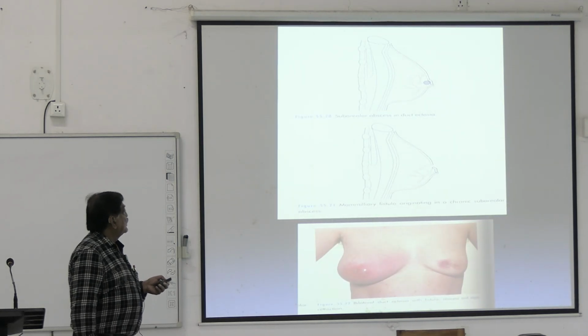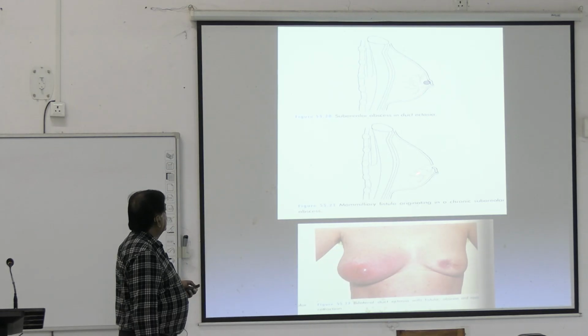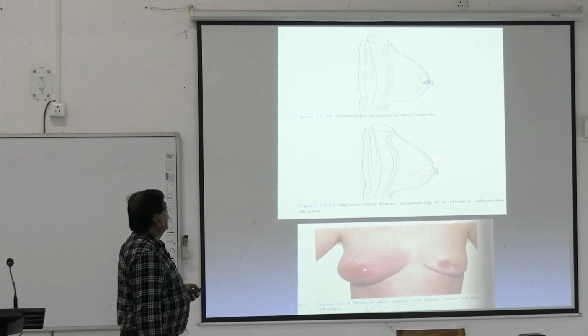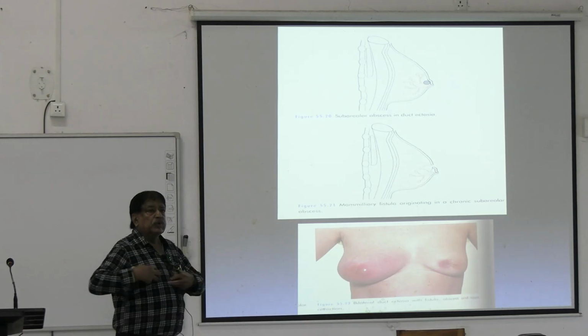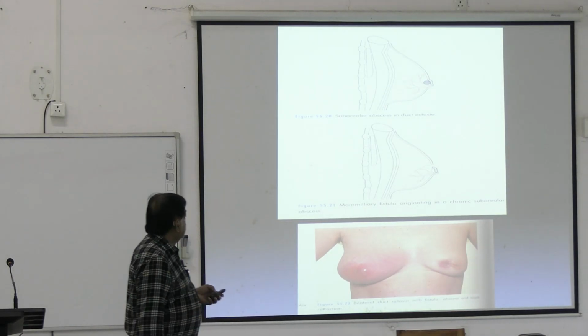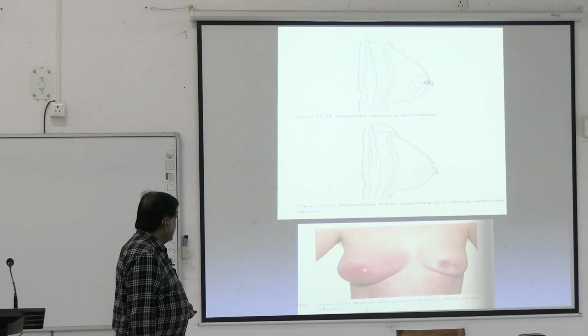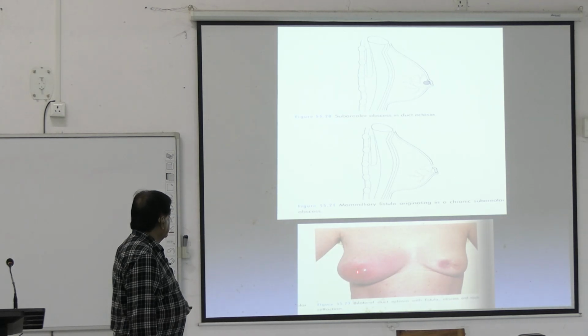Now, subareolar abscess in duct ectasia. This is subareolar. See, mammary fistula originating in a chronic subareolar abscess. It can be a chronic subareolar abscess. So you do a wider excision and drain and then manage by dressing. The bilateral duct ectasia with fistula. This is the fistula. The abscess is on the right here.